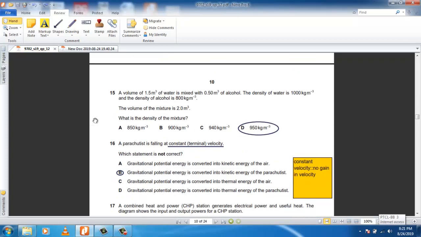Question number 16 says that a parachutist is falling at constant terminal velocity.